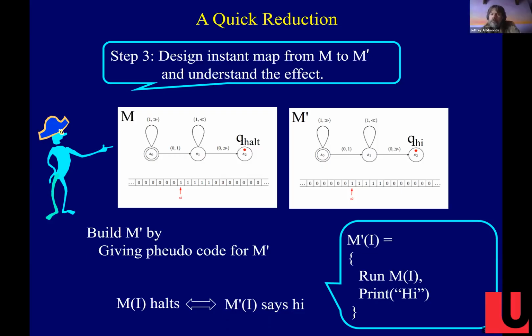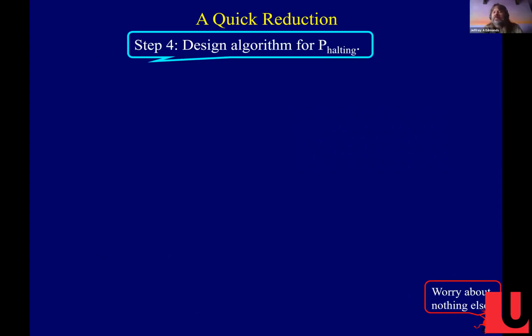All right, so now I'm going to add a little nuance to it, a little extra statement. Make sure that when you run M on I, it never says hi. To make sure it doesn't say hi, I'm going to suppress any output it gives. That assures me that M prime doesn't say hi until I want it to say hi. All right, so now I need to design an algorithm for the halting problem.